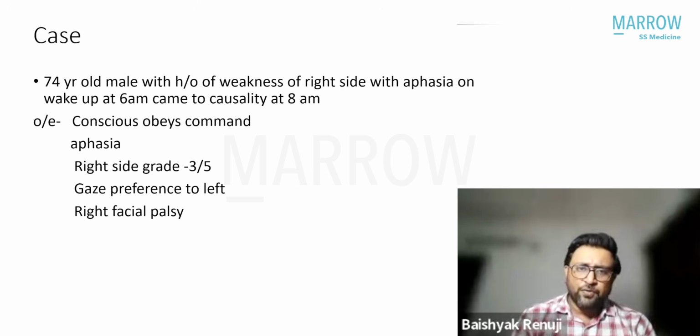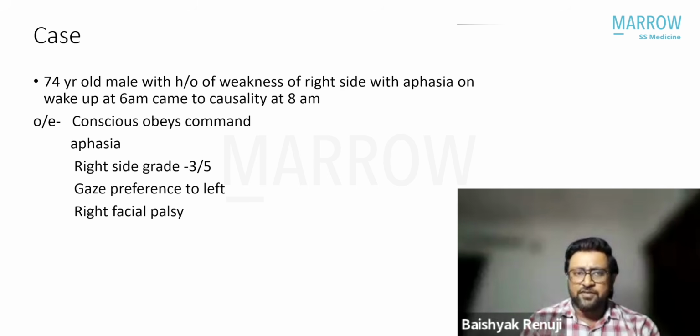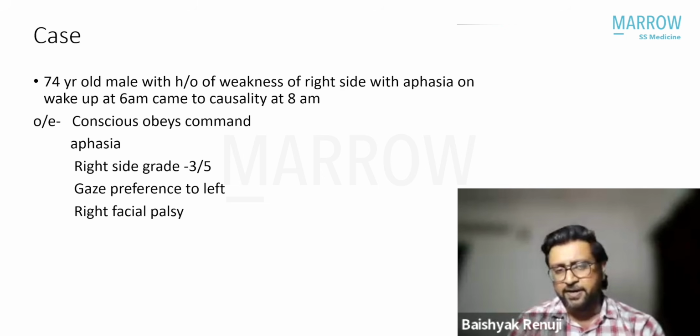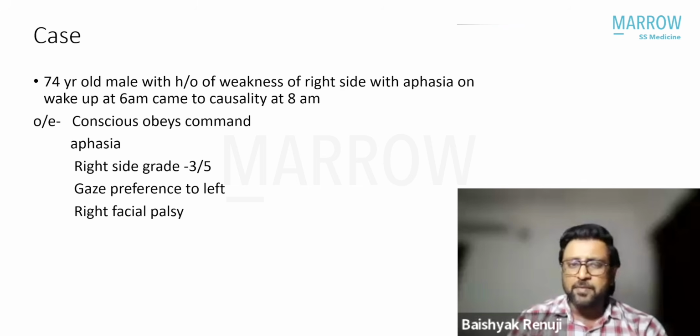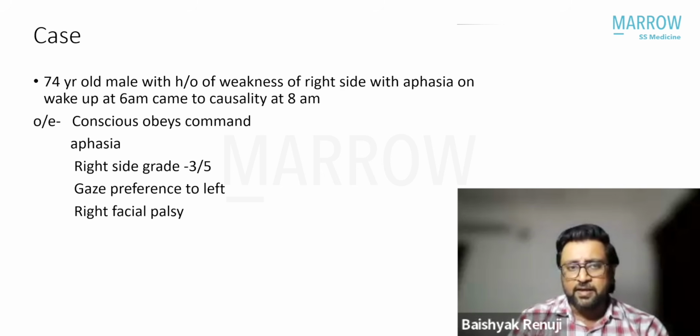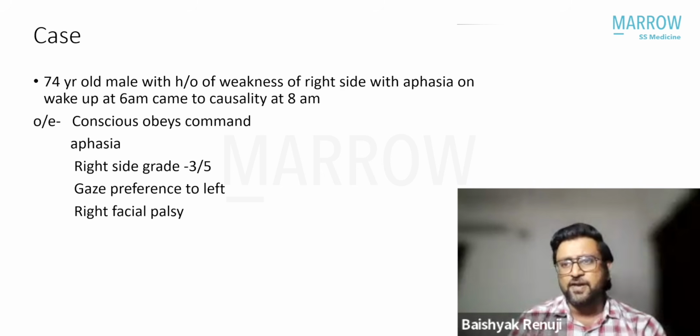So this is a classical case which came to me last month. Basically, there's a 74-year-old male with a history of weakness of the right side with aphasia on wake up at 6 a.m. Came to casualty at 8 a.m. So he is in the 4.5 hour window from wake up, but he went to sleep at night at 10 o'clock, so we don't know what time the onset was. Classical wake up scenario. He is conscious, obeys commands, aphasic, but predominantly motor aphasia, because he obeys simple commands, he was even obeying the cross commands with the hand. So right side grade 3 by 5 in upper limb and lower limb, gaze preference to the left side, and right facial palsy. So he has a significant NIHSS. It's not a minor stroke, it's a significant NIHSS.